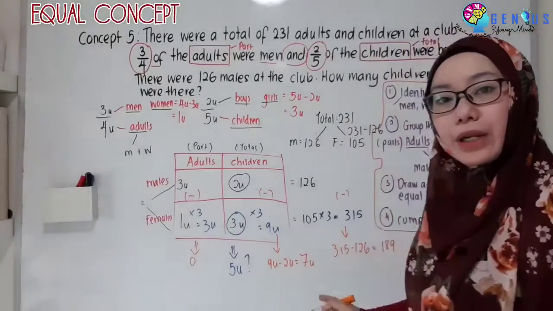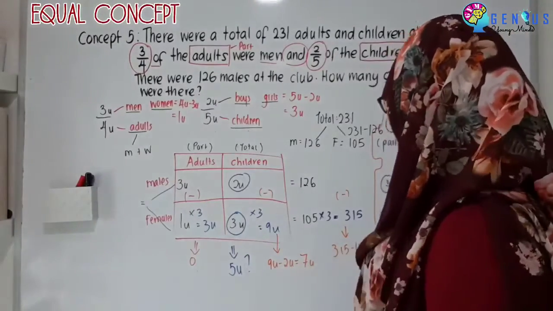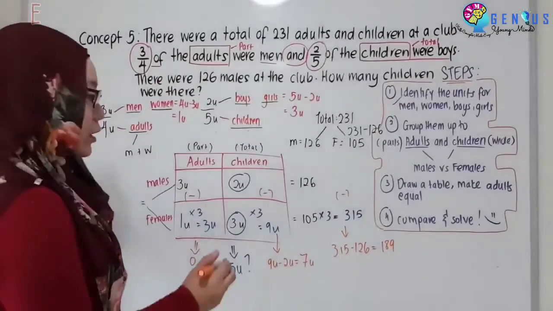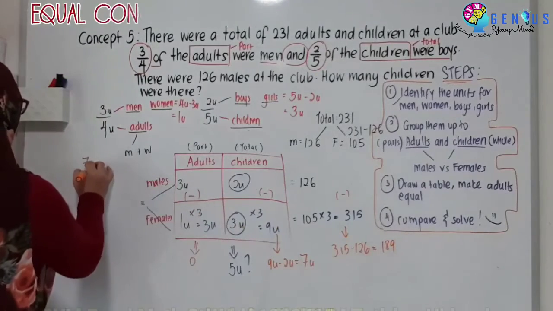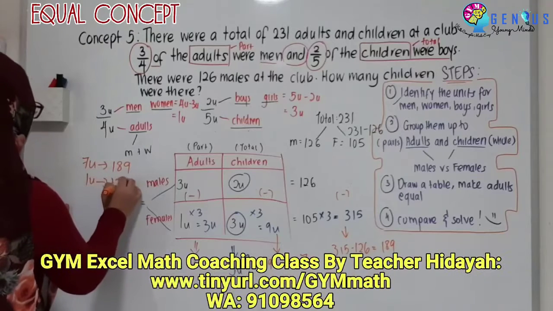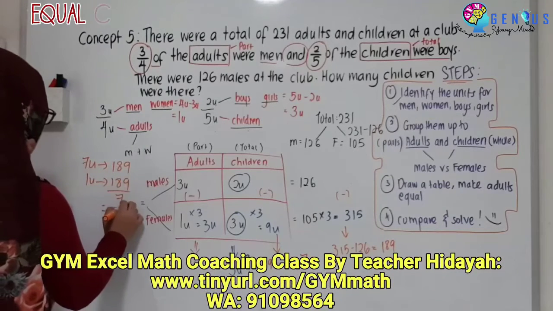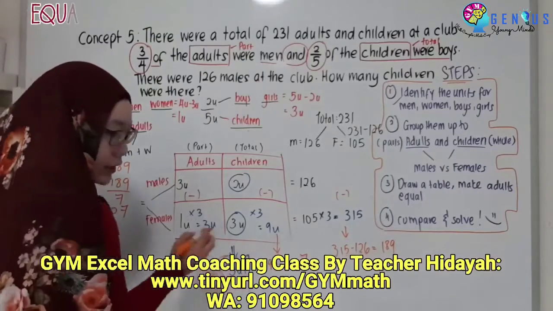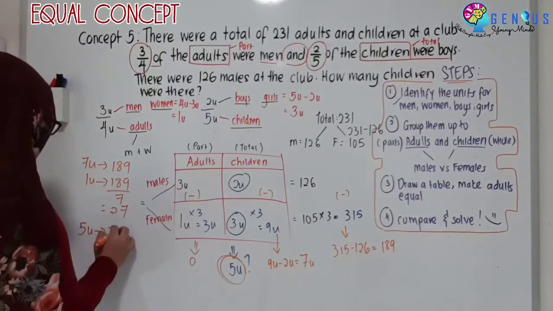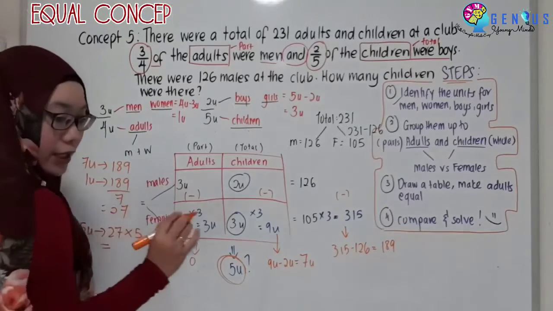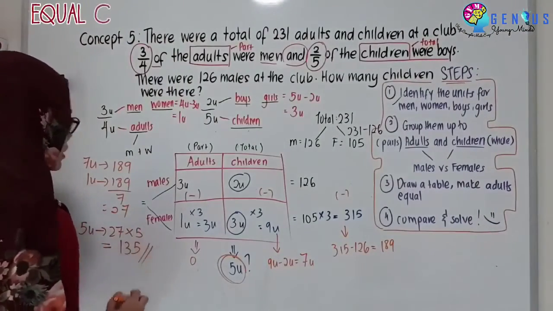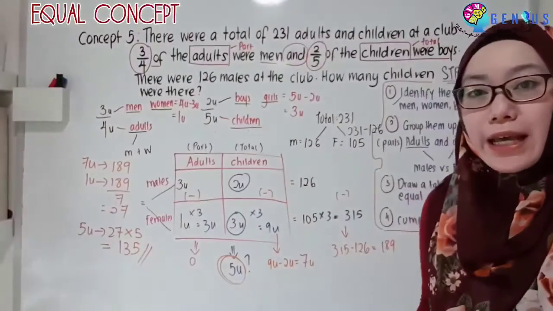Now, can we see the link already? We can see that the link is 7 units represent 189. So we're going to write it over here. 7 units is 189. 1 unit is 189 over 7. That gives me 27. Now how many units do I want to find? At first, I want to find 5 units. So 5 units is 27 times 5. This will give me 135. This is my answer. Can you see that?